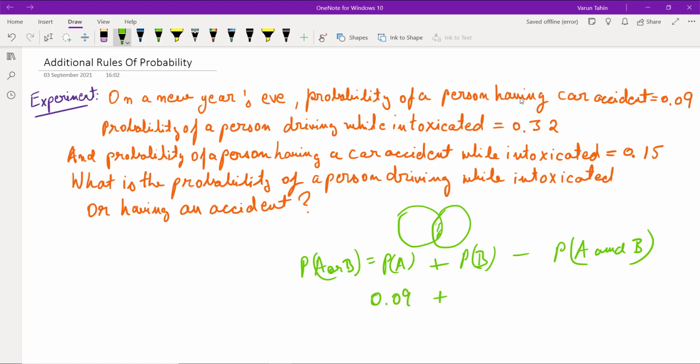Probability of B is the probability of a person driving while intoxicated, which is 0.32. The probability of a person having a car accident while intoxicated is P(A and B), which is 0.15. When you do this calculation, it comes to 0.41 minus 0.15, which is 0.26. So this is the probability of a person driving while intoxicated or having an accident.